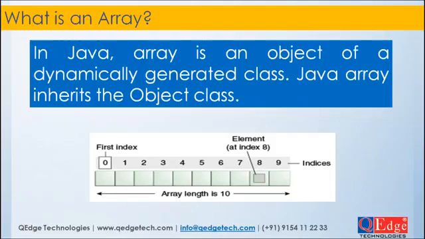In Java, an array is an object of a dynamically generated class. In Java, if you define an array, it is an object inherited from the Object class. So what I'm trying to say is, any array you declare is inherited from a built-in class available in Java called Object.